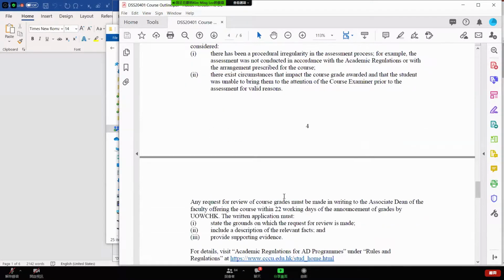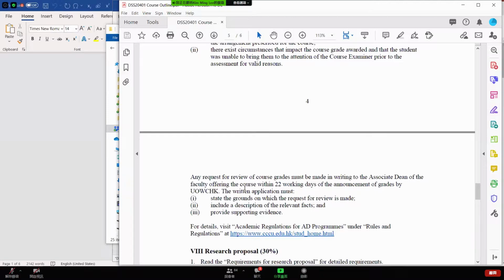Okay, and when you do that, you need to do it within 22 working days, and you need to write a letter to the associate dean, that means Jiak-Yu, and state the ground on which the request for review is made, include a description of the relevant facts, and provide supporting evidence. So this is very, very troublesome.